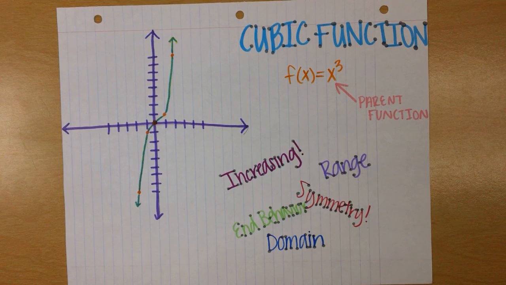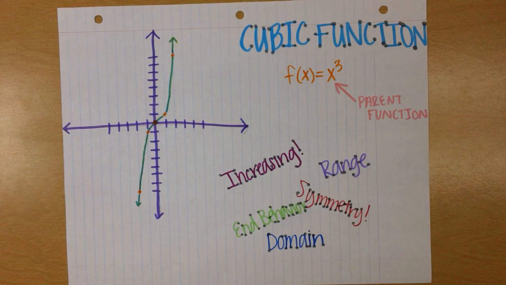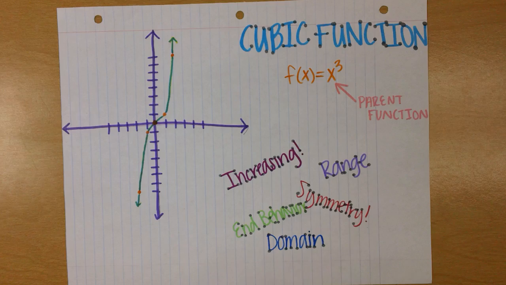The limit of x cubed as x approaches positive infinity is infinity. As x approaches negative infinity, the limit is negative infinity.